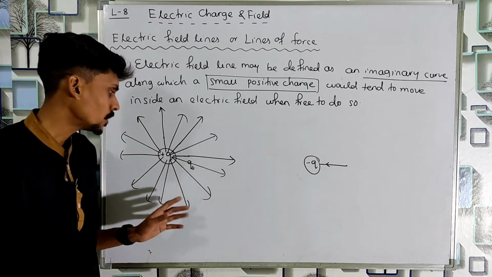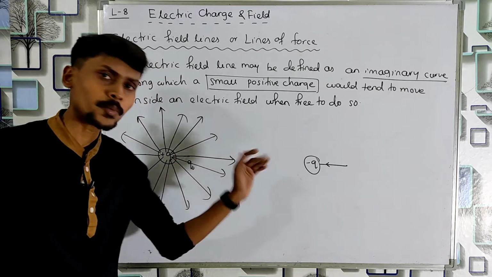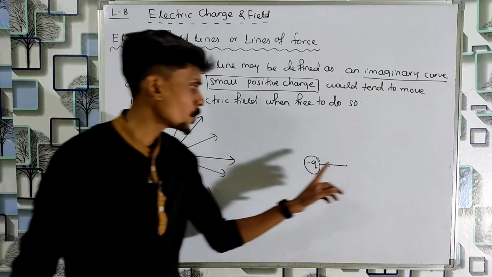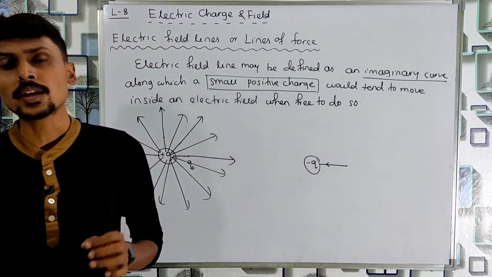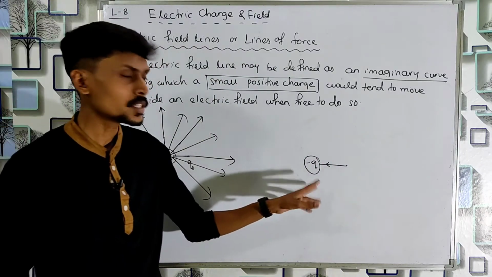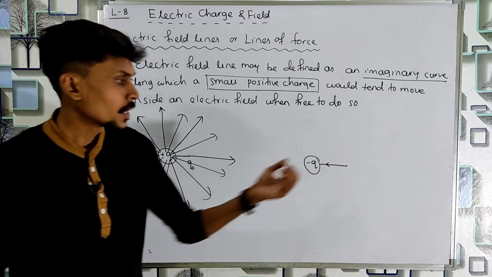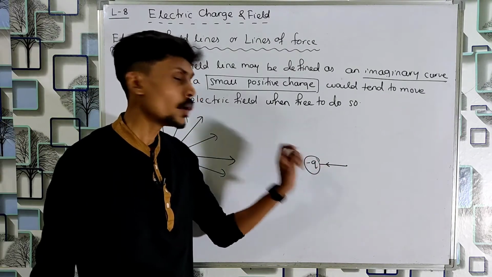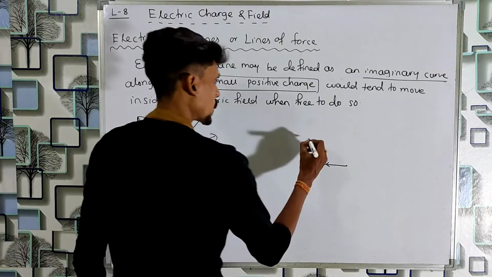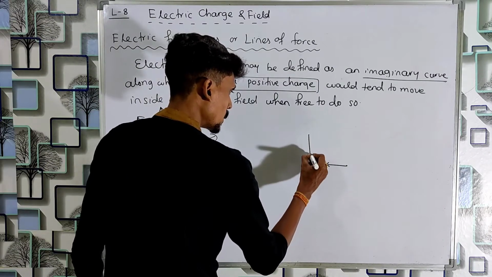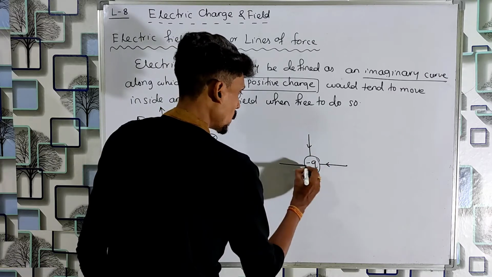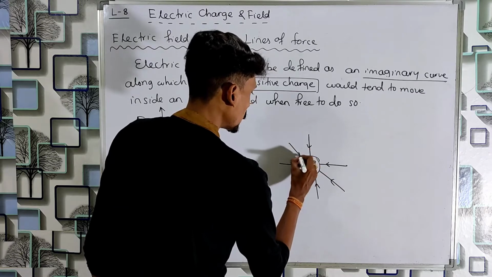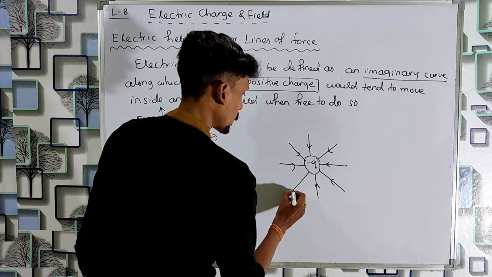In the first case, the test charge was moving away from the source charge, that's why the arrow mark was outward. But here, the test charge will experience an attractive force due to this negative point charge, and that's why it will be attracted towards the negative charge, and that's why I have given an inward arrow mark. Similarly, if you place the test charge here, it will experience a force in this direction. In this way you can draw many electric field lines due to this negative point charge.